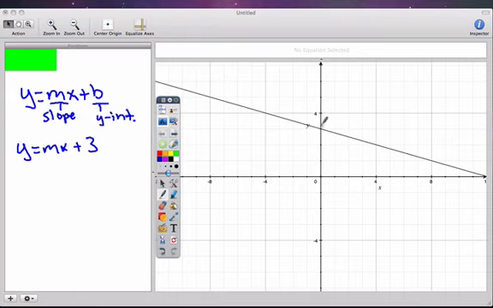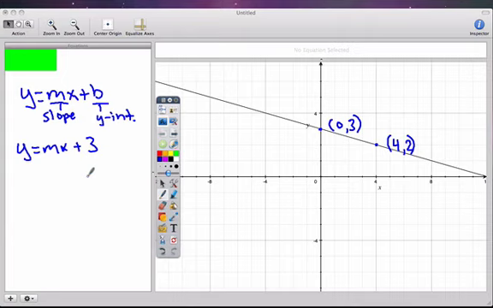So in this case, one of the simplest points to pick is our y-intercept, because it's at the point 0, 3. Now let's see if we can find another point. This looks like one, and this is at 4, 2. So now we have 2 points on our line marked.